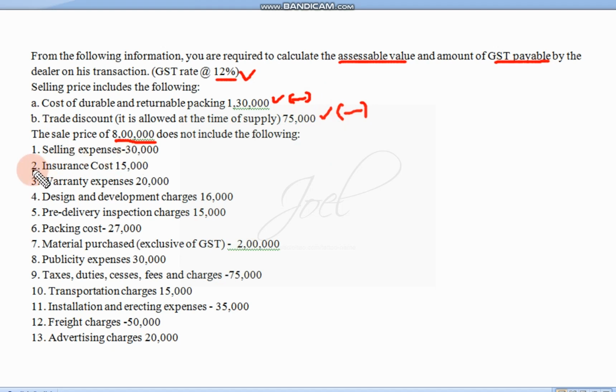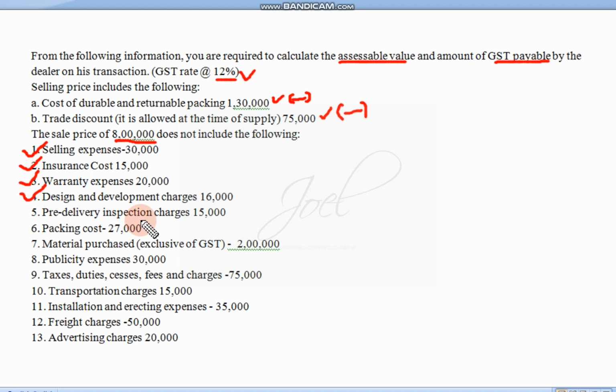Selling expenses. Yeah, selling expenses is a part of final MRP, right, or transaction value. So we are going to add that. Insurance cost. Yes, it is a part of the product itself, so we are considering. Warranty expenses 20,000, yes, we are considering it. Design and development charges, so definitely it is associated with the product itself, so we are considering. Pre-delivery inspection charges, that means before giving the delivery of the product to the customers, one inspection is supposed to be done.